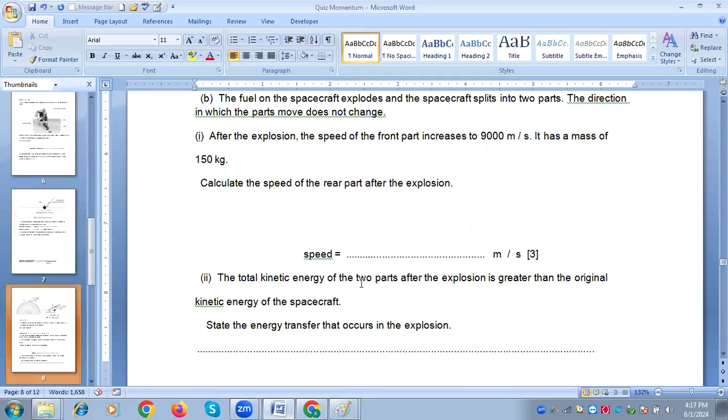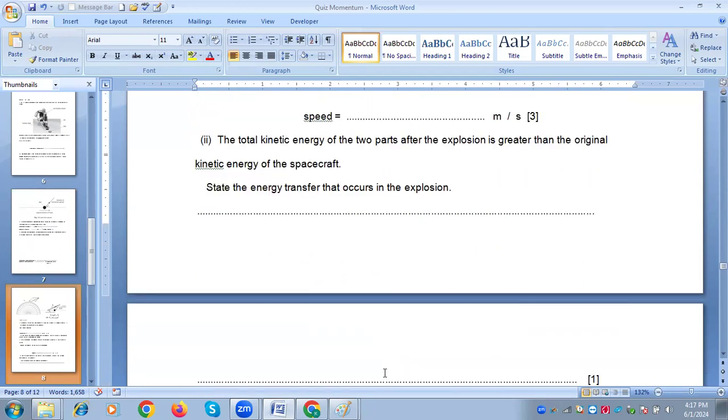The total kinetic energy of the two parts after the explosion is greater than the original kinetic energy of the spacecraft. But according to the law of conservation of momentum, what happens? The momentum, the total energy remains the same. Here, what is happening? Actually, total energy is the same. Some energy comes from the fuel. State that the chemical energy of the fuel also converts into the kinetic energy of the front part, which gains more velocity. The two parts now have total kinetic energy greater than before.